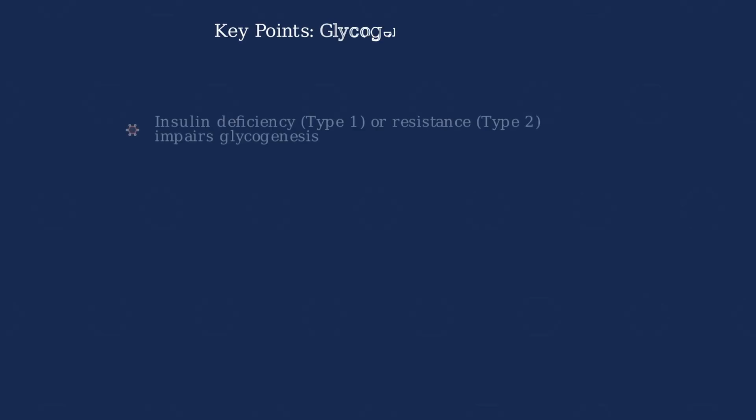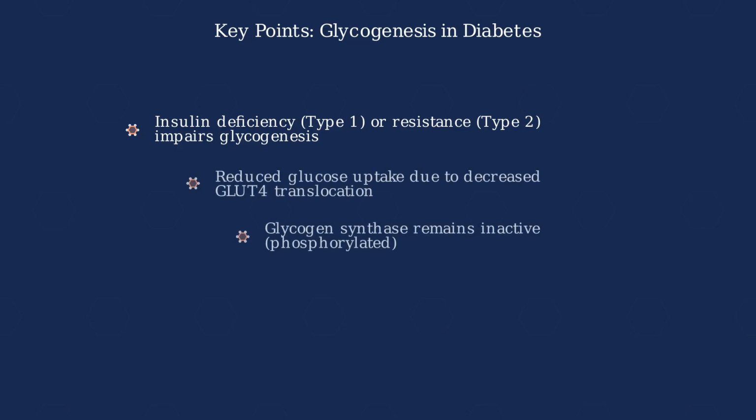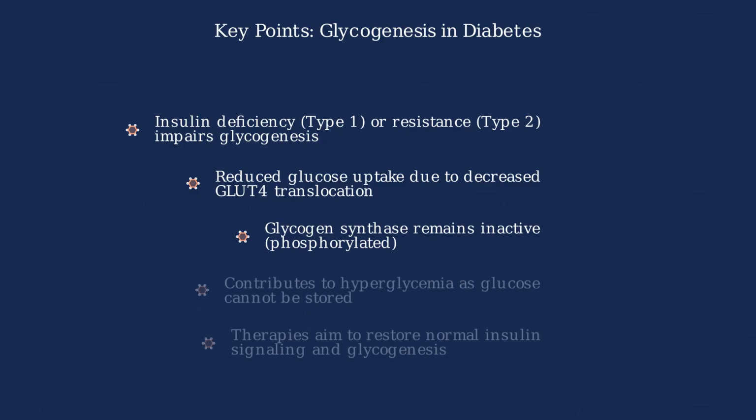To summarize, glycogenesis in diabetes is impaired due to insulin deficiency or resistance. This leads to reduced glucose uptake and inactive glycogen synthase, preventing proper glycogen storage. The resulting hyperglycemia is a hallmark of diabetes, and therapeutic interventions aim to restore normal glycogenesis to help regulate blood glucose levels.